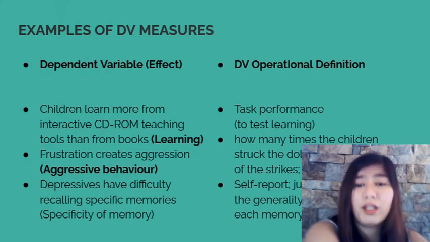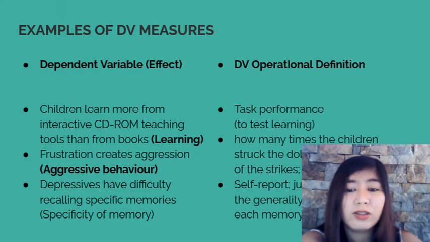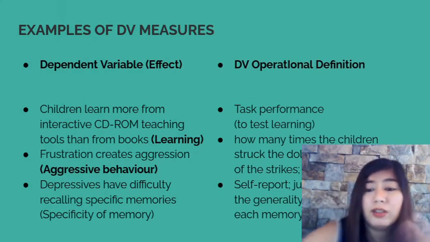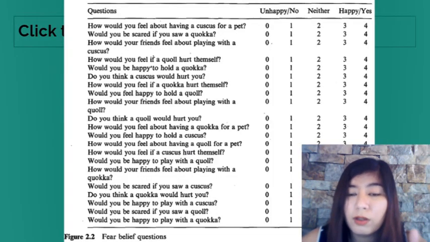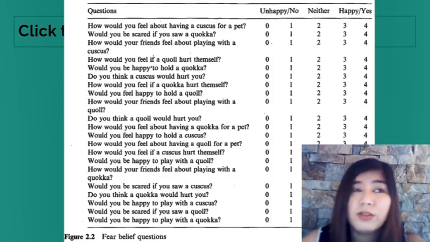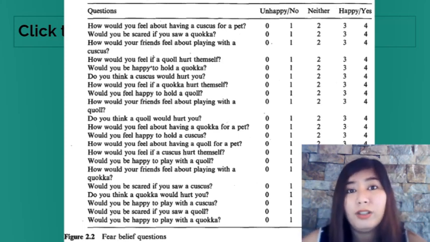So here are some examples of dependent variable measures. You can just look into it. We do not only rely on self-reports. You can also be creative and try to think of other means that can measure your variable.